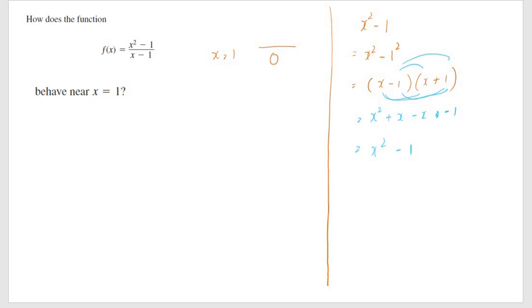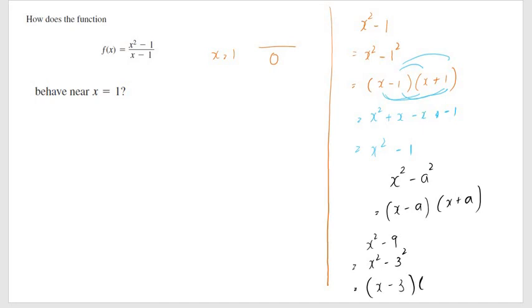If we generalize this, if there is a function where you can write it as x squared minus a squared, it can be factorized. Any function, if you can write it as x squared minus a squared, a could be 5, a could be 3, anything, you could factorize it as (x minus a)(x plus a). To give you another example, x squared minus 9 can be written as x squared minus 3 squared, so it could be factorized as (x minus 3)(x plus 3).